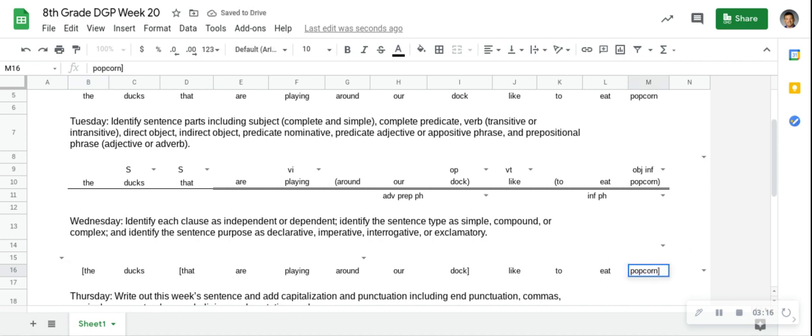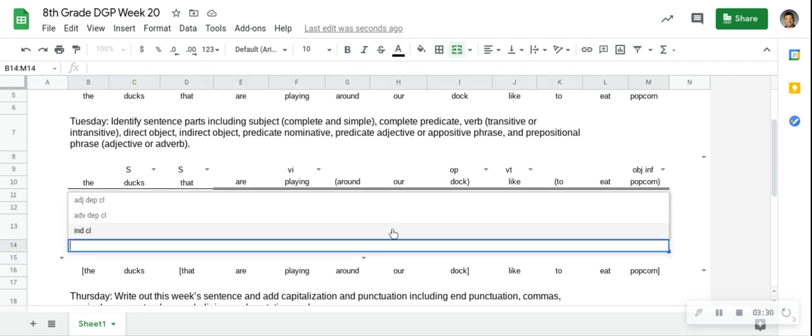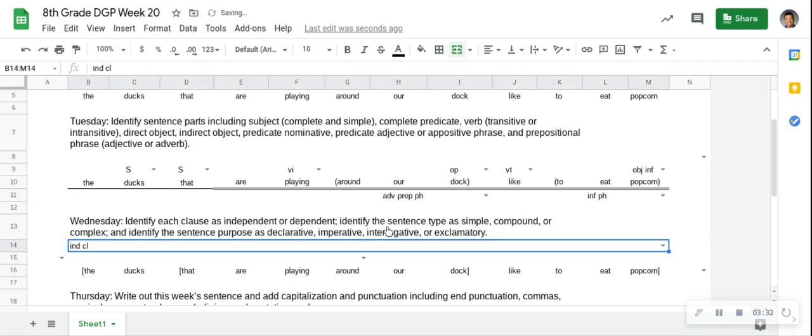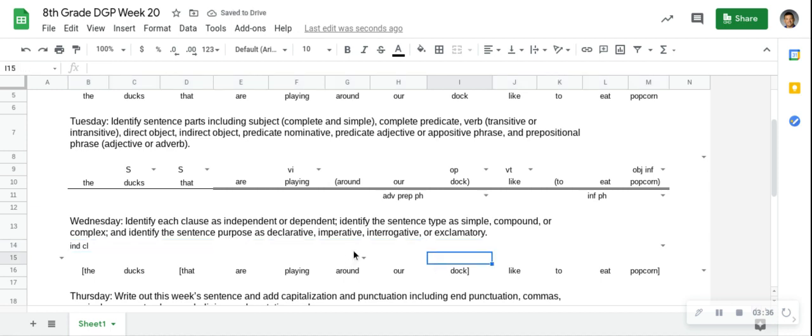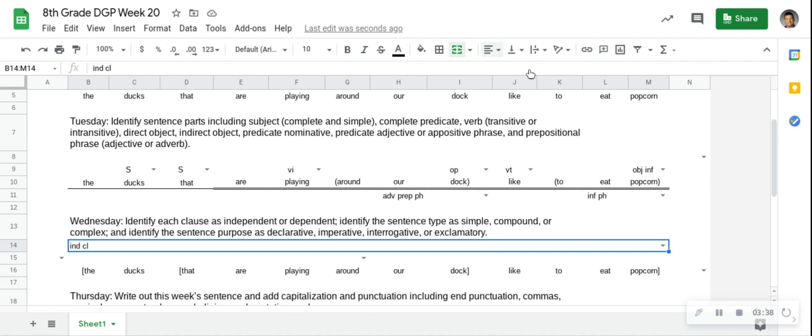So in the full clause here, the ducks like to eat popcorn. Does that make sense on its own? Can we understand that by itself? Yes, we can. So that becomes an independent clause. Okay. Now, I'm going to go ahead and center this up just because it bothers me. I'm going to center, boom. There it is. Now it's in the middle.